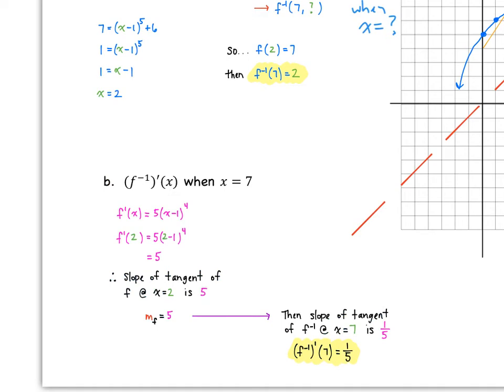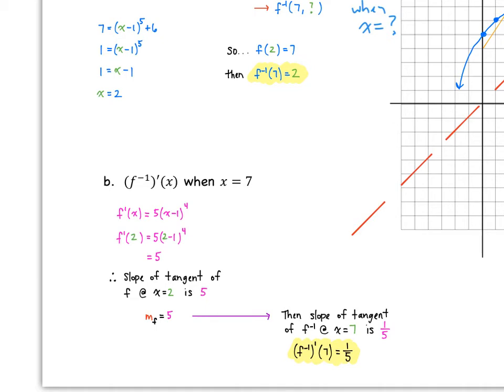Example B says, find f inverse prime of x when x equals 7. So now we want the derivative of the inverse when x equals 7. So we're going to use the fact of what we found up above. We know that f of 2 equals 7.